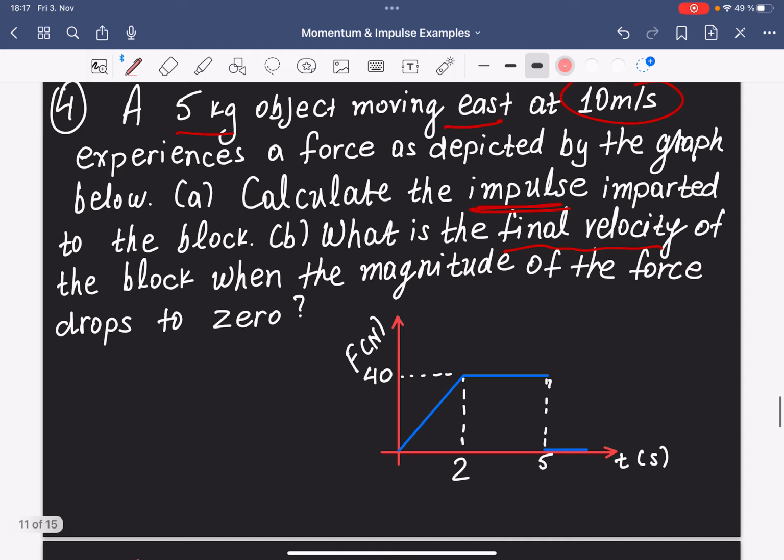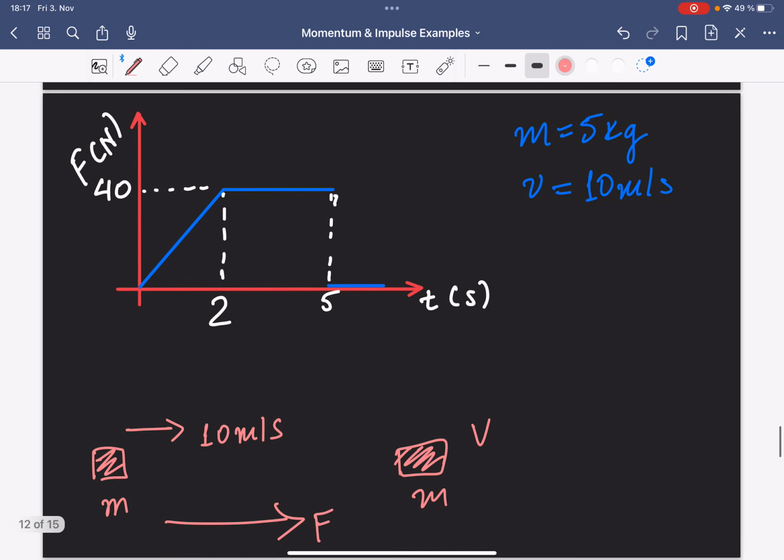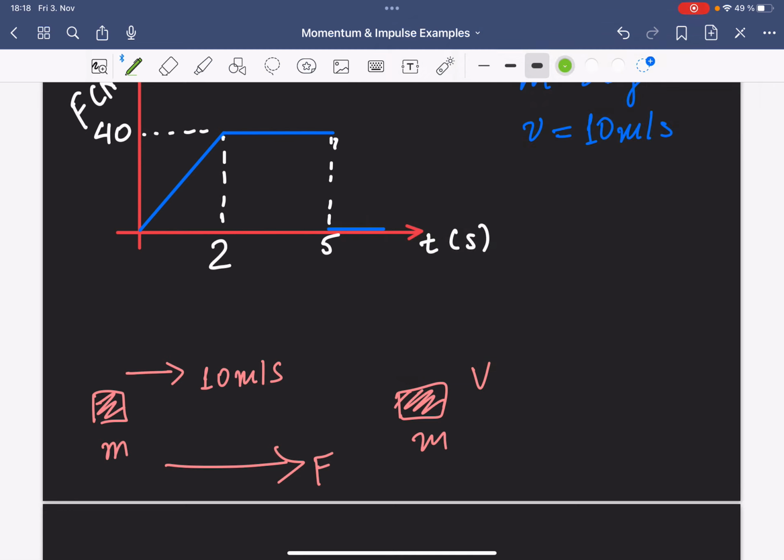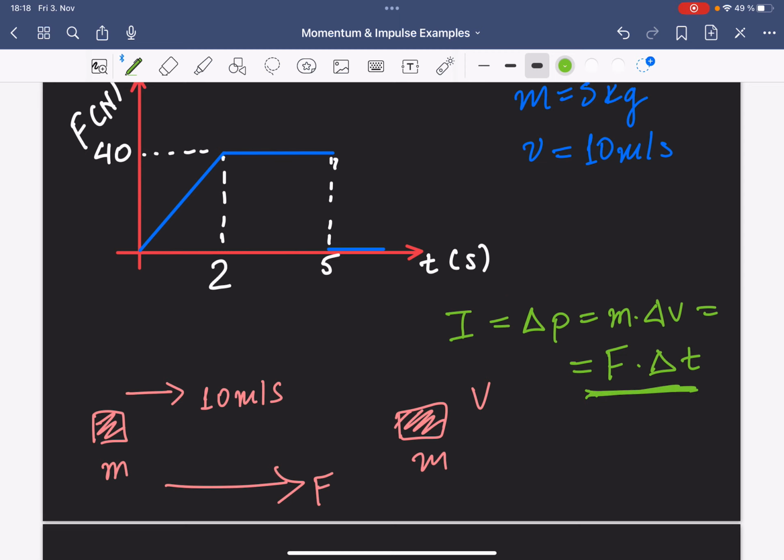Now for A, to calculate the impulse, just to remind you very quickly the formulas that we have for impulse, we have that impulse is equal to the change in momentum, which could be written as m times delta v. I remind you that momentum is defined as the product of mass and velocity. So change in momentum is the product of mass and change in velocity. Or we also saw that this could also be described as the product of F, force, and change in time. And I want you to pay attention to this one.